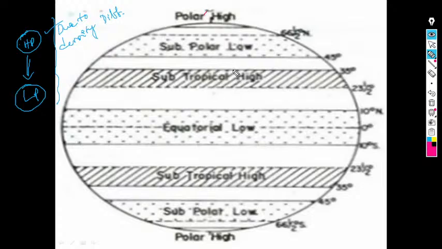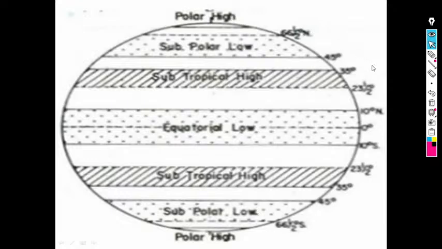So high pressure to low pressure, here also flowing. From this one, your high to low, here also flowing from here. Everywhere it is the same, both in the northern hemisphere and southern hemisphere. High to low, high to low.